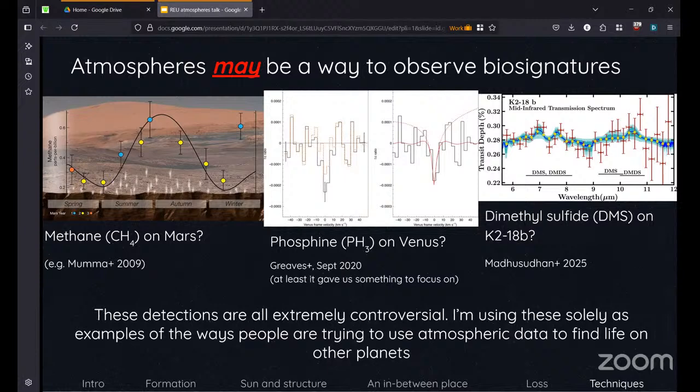This is very interesting because methane is a fairly unstable gas. It should be broken down by sunlight, but it's persistent in these data sets and it has a little cycle. So people have been wondering, is this indicative of methanogenic life like in the Martian surface? Very controversial. I'm going to just say I don't really believe that this is a signature of life on Mars.